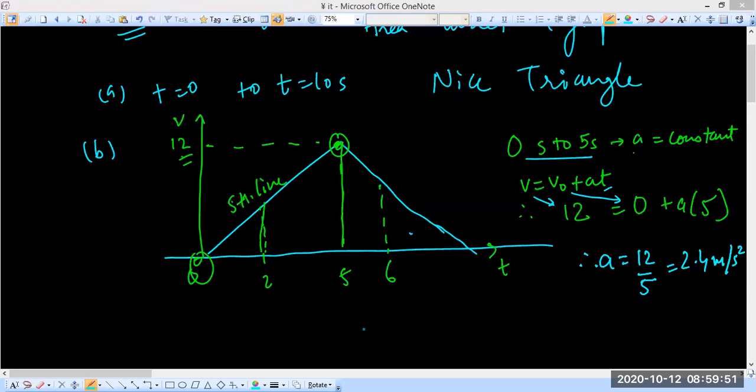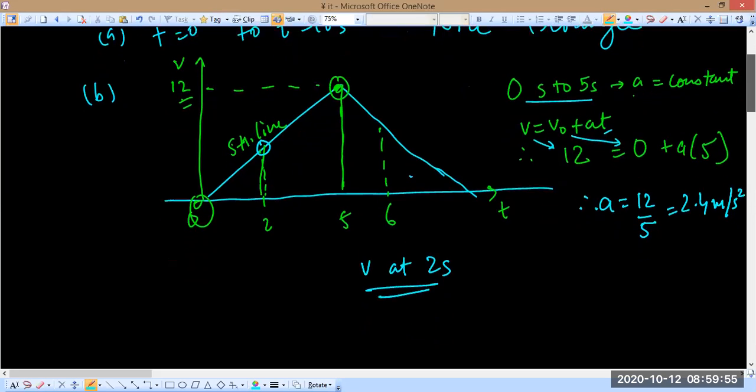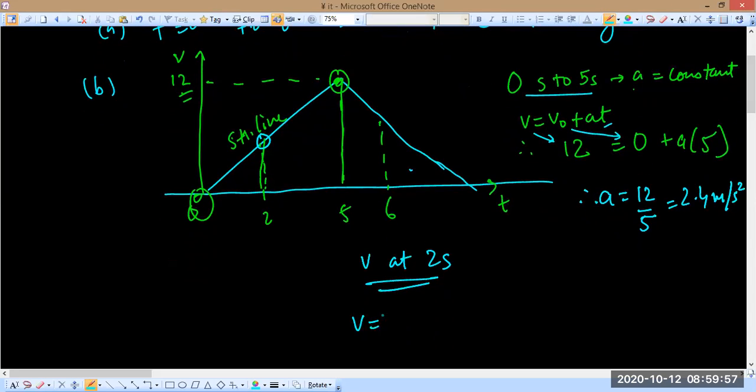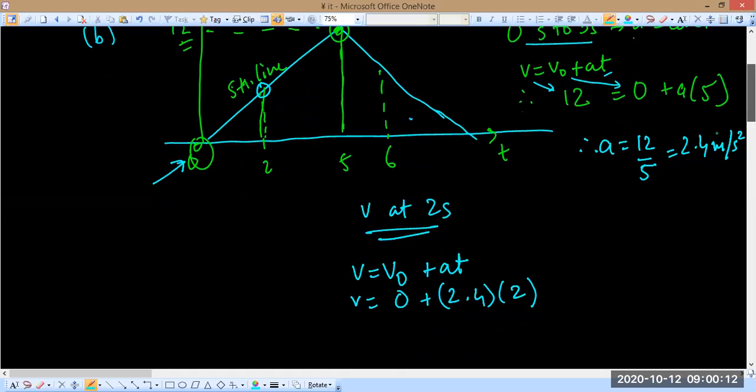So if I want to find velocity at 2 seconds, I will use once again the first equation, v equal to v0 plus at. Final velocity at 2 seconds, we don't know. Initial velocity at 0 second, we know. So you get it like this. So that's going to be 4.8 meter per second.